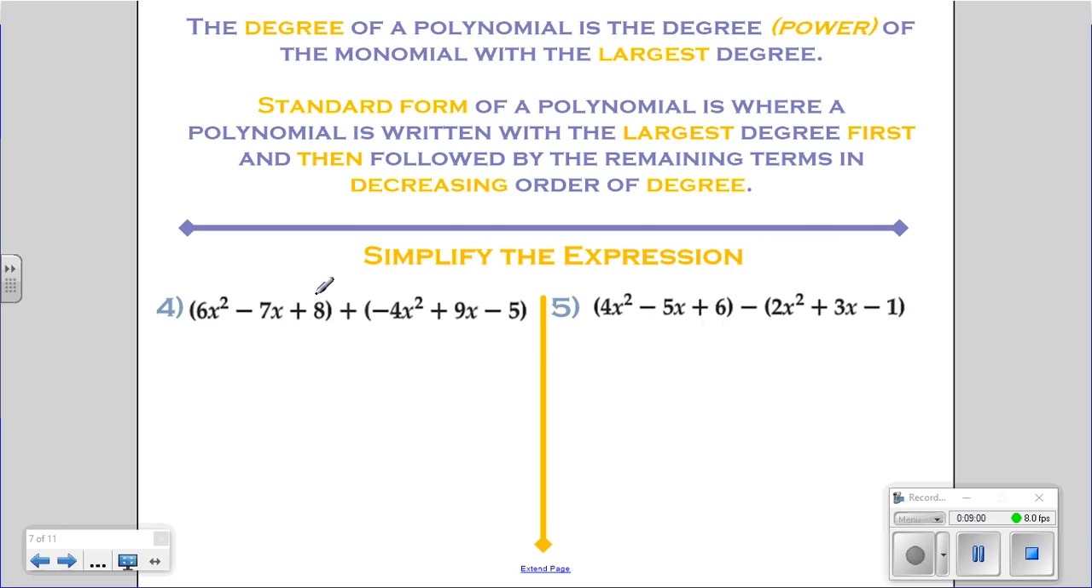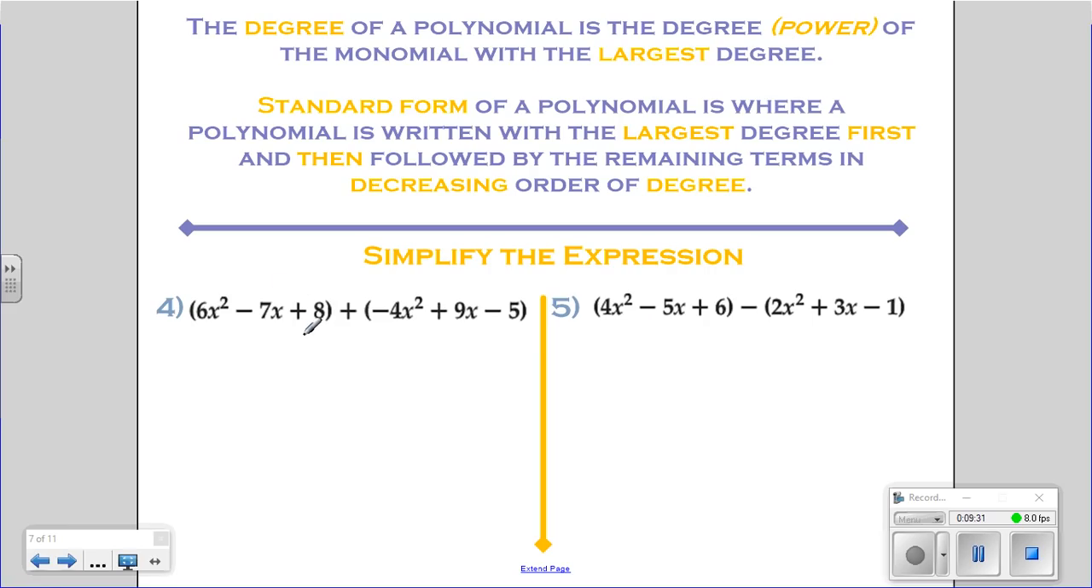You also need to make sure you write polynomials in standard form. Standard form is when the largest power is first, then followed by the next largest, and so on and so forth until there are no more powers. So anytime you're simplifying expressions, make sure you write your final answer in standard form where, again, the powers are shown in decreasing order.